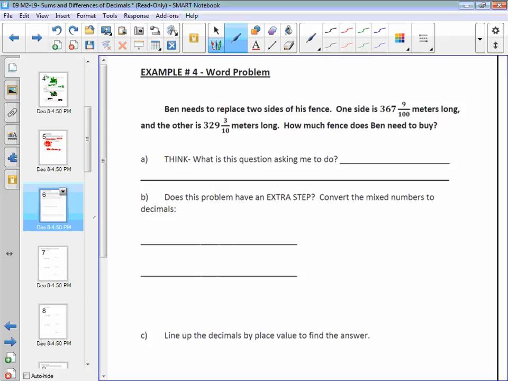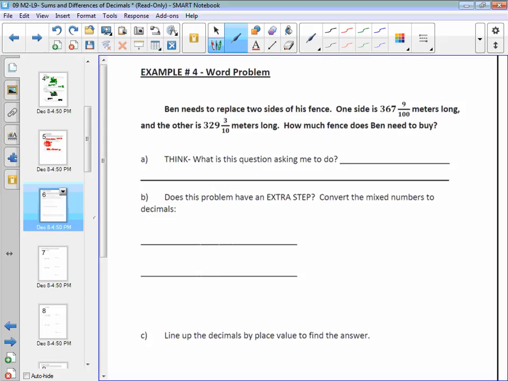Well, let's read it. Ben needs to replace 2 sides of his fence. One side is 367 and 900 meters long, and the other is 329 and 3/10 meters long. How much fence does Ben need to buy? Revote. How many say add? How many say subtract? The no idea option.